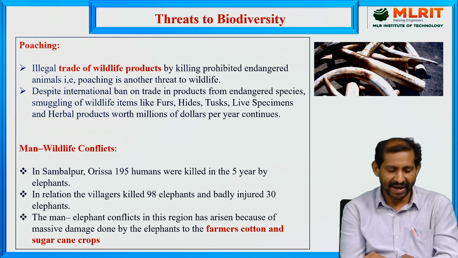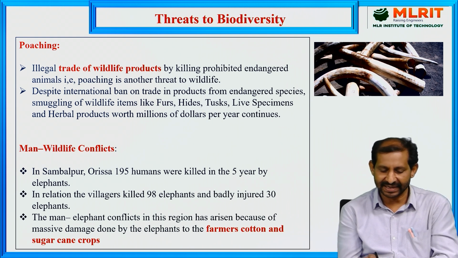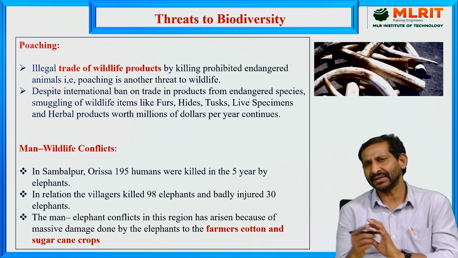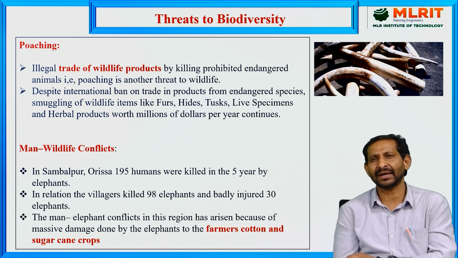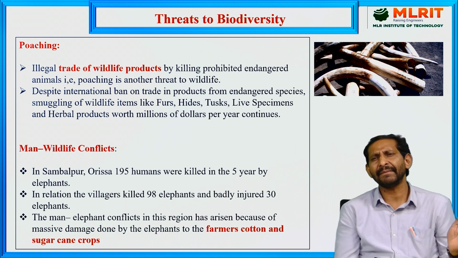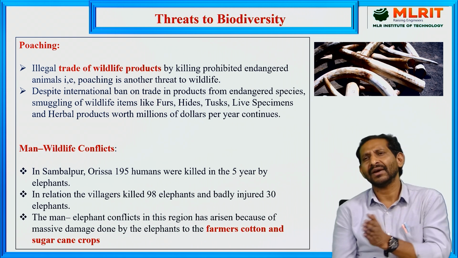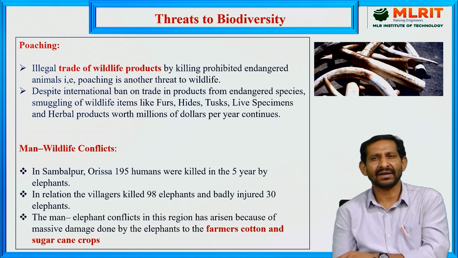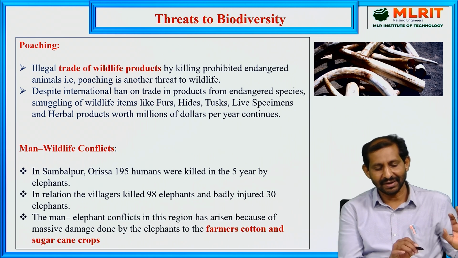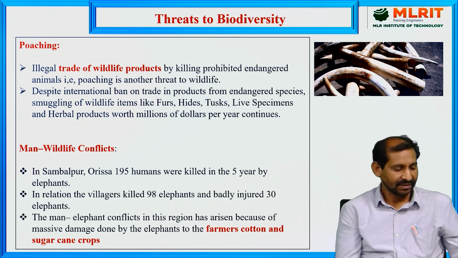Here the man-elephant conflict in this region has arisen because of the massive damage done by the elephants to the farmers' cotton and sugarcane crops. When the elephants damage the cotton and sugarcane crops, human beings kill the elephants. That is called man-wildlife conflict.